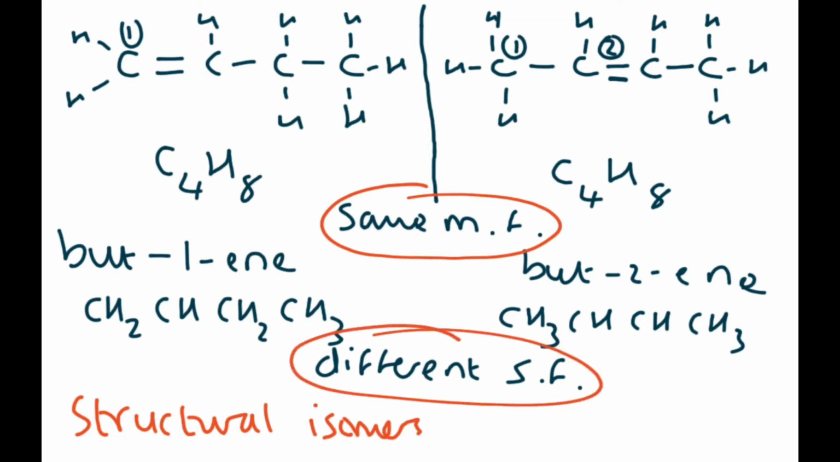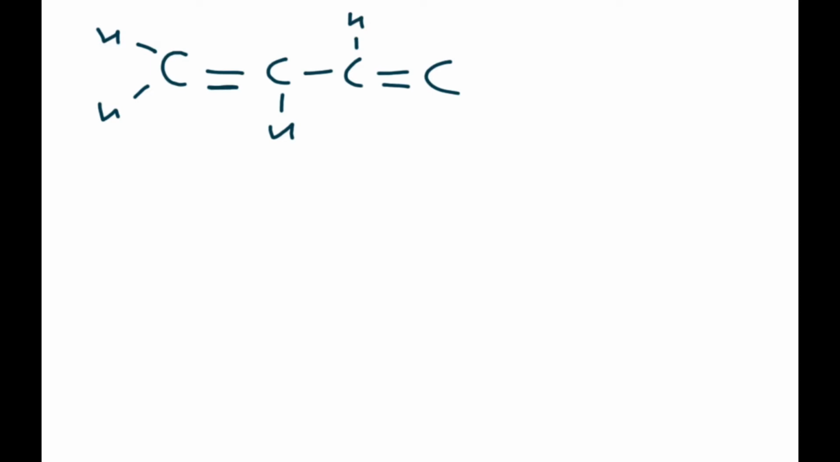Let's have a look at another example, again with 4 carbon atoms. But what about this time if you've got 2 double bonds? I'm going to draw in all the hydrogens. Be very careful: carbon has 4 bonds. It's a very common mistake to draw the wrong number of bonds on the carbon atom. There is a double bond on carbon 1, and a double bond on carbon 3.